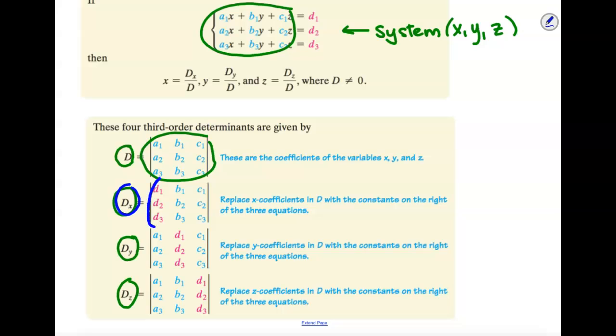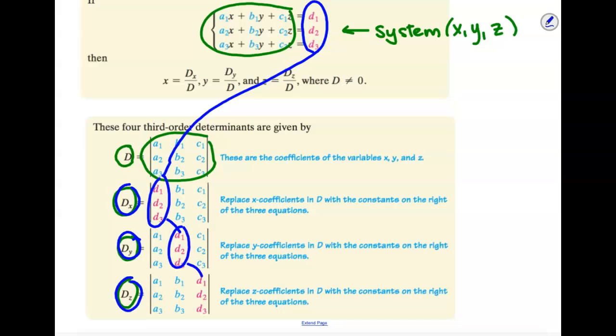Now notice what happens when you go to determinant d of x. This column right here is replaced with the right side of your equation. And then what happens in d sub y is it moves to column 2, and then in d sub z it moves to column 3. So that is the setup of the four matrices you're going to find the determinant of later on.